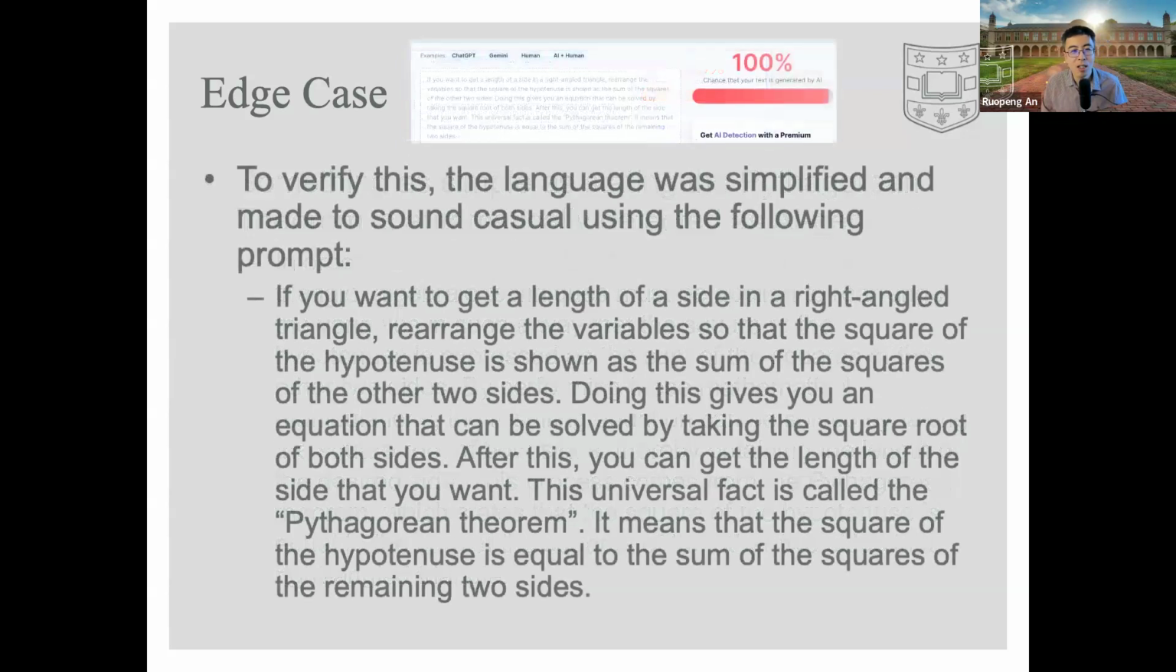And then to verify this, Yi simplified the language to make it sound casual using the following prompt.